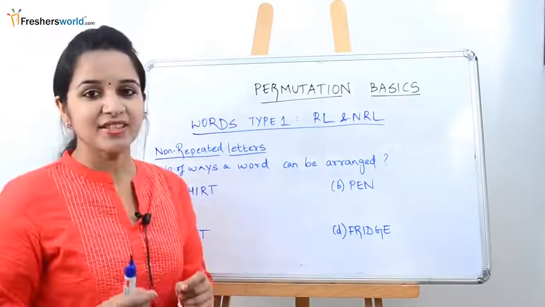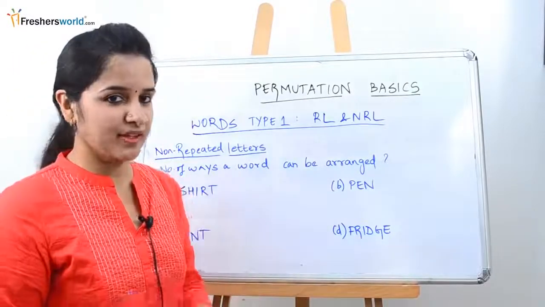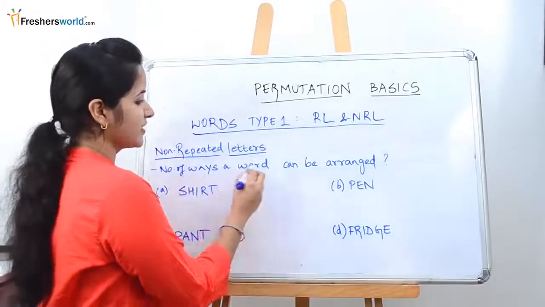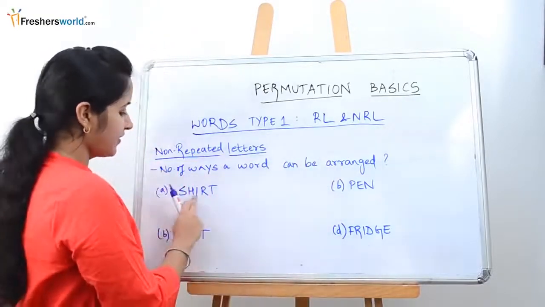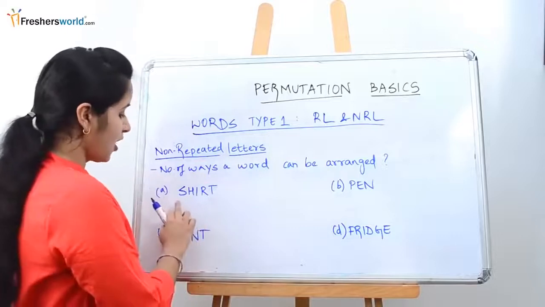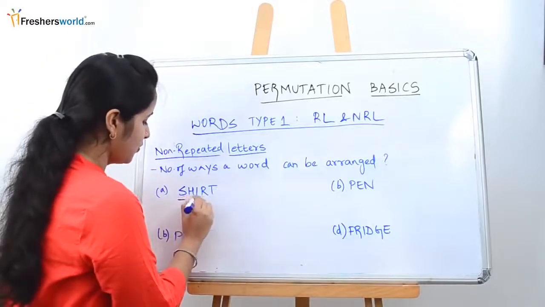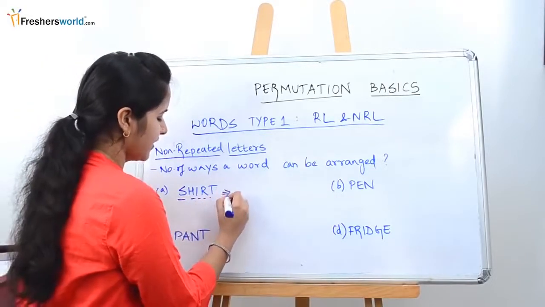Let's deal with some examples to understand the concept better. The question is the number of ways a word can be arranged. They have given the word shirt. How many letters are there? 1, 2, 3, 4, 5. So, 5 letters are there.